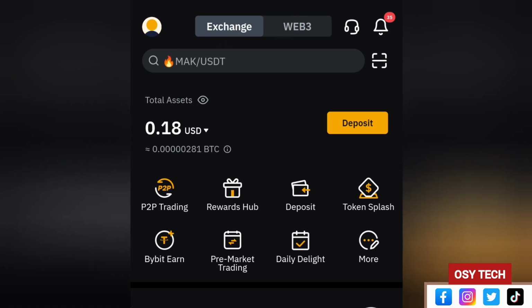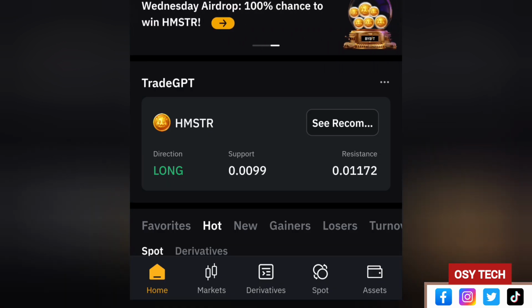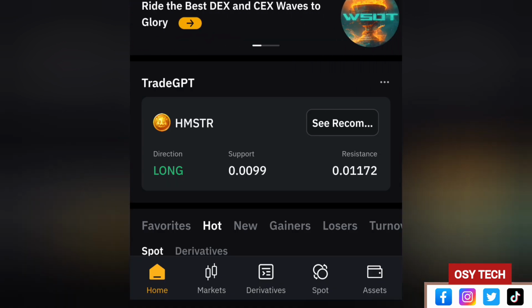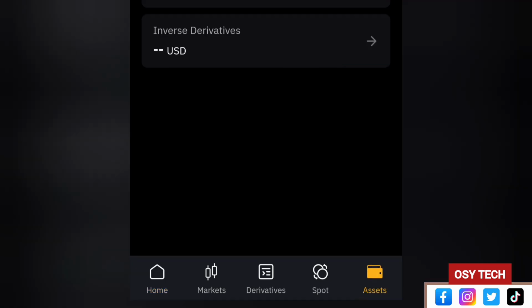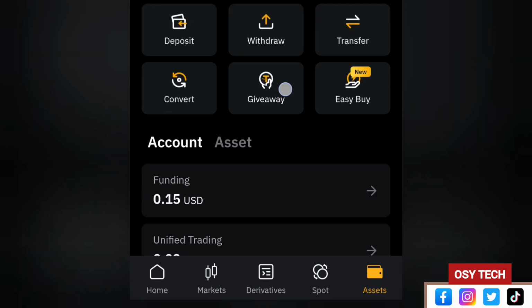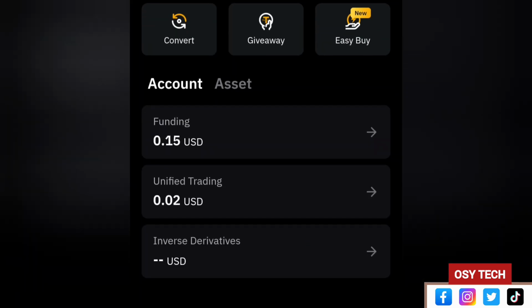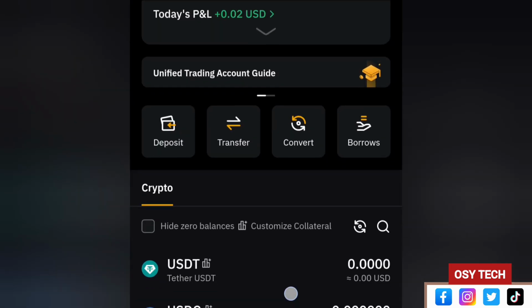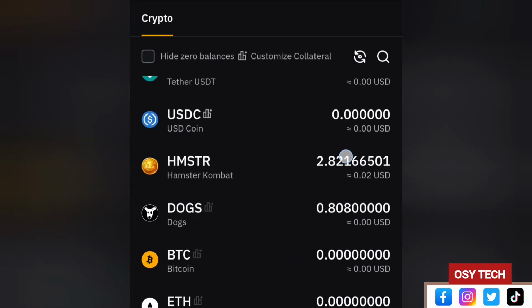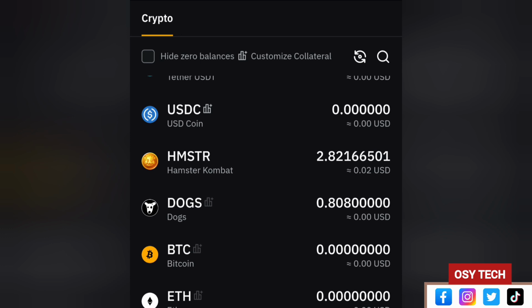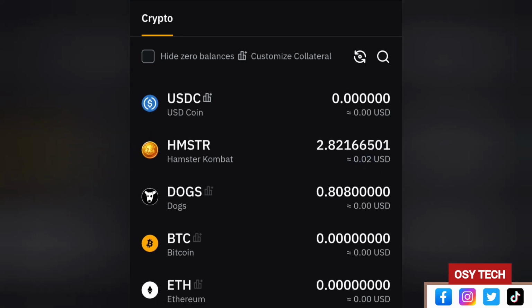As you are at Exchange, look down here: we have the home, the market, the derivative, the spot, and also the asset. Come to asset. Scroll down and you will see the unified trading. We have the funding and the unified and inverse derivatives. Come to the unified trading and scroll down. This is where you will see the total Hamster that you have. With mine, I have 2.8 Hamster right here, which is equivalent to 0.02 USDT.